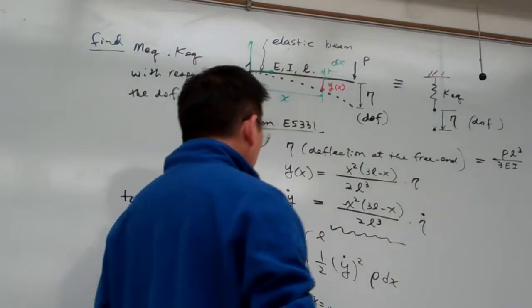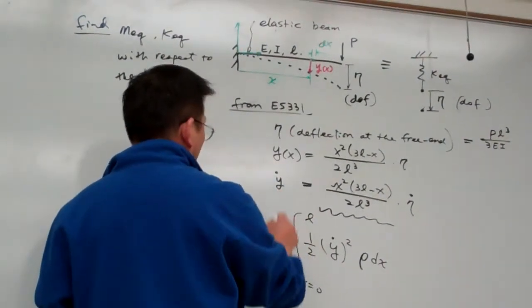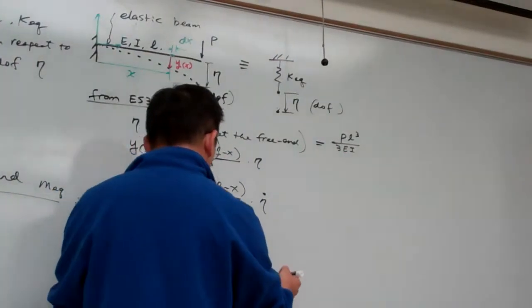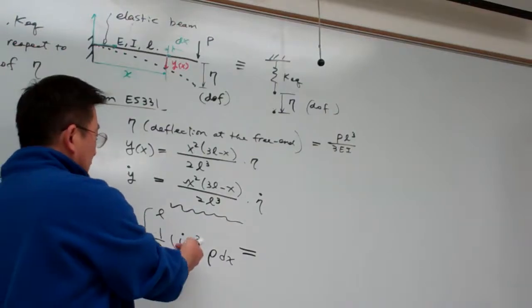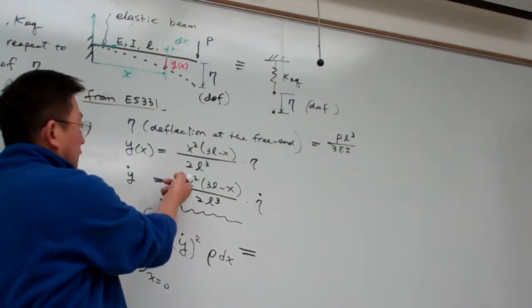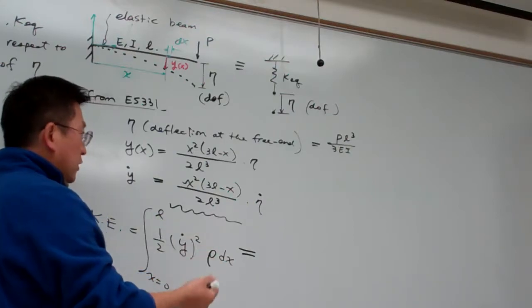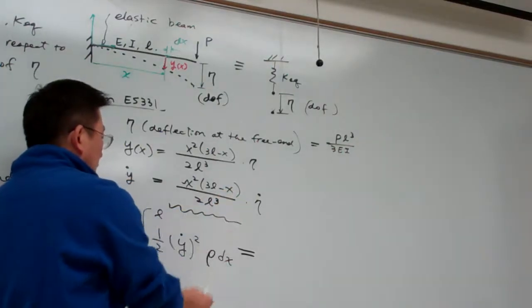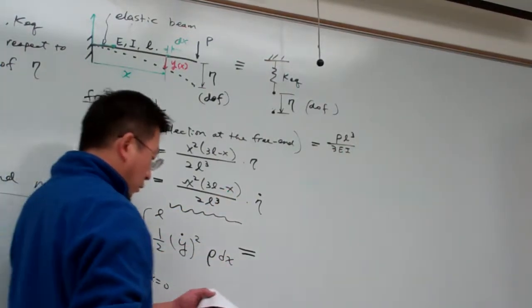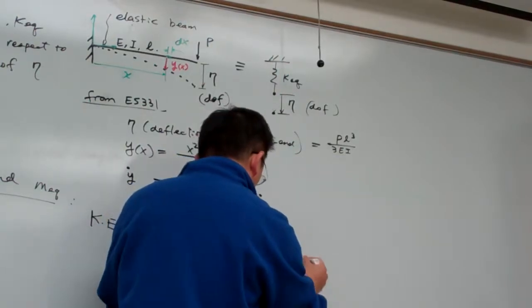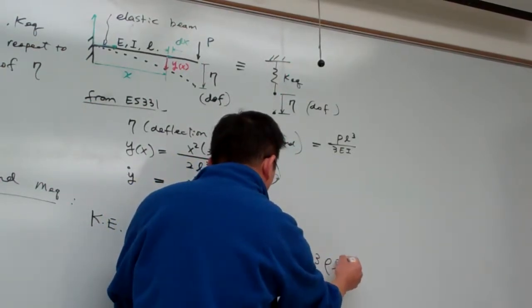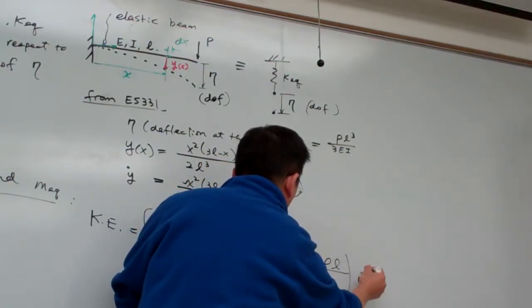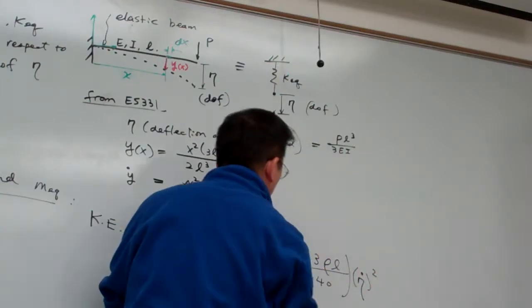Once we have this, we simply plug in y dot here and rearrange. You can see y dot is a function of x, and you do a few more steps to square these terms and simplify. Eventually we arrive at this term: 33 times rho L over 140, times zeta dot squared.